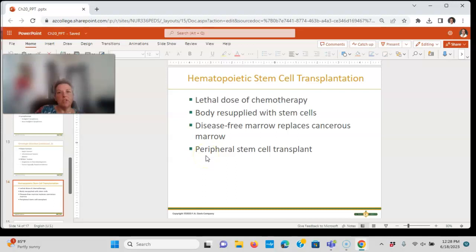Hematopoietic stem cell transplant is a lethal dose of chemotherapy to kill the cancer cells and suppress the bone marrow production. The body is resupplied with stem cells. Disease-free marrow replaces cancerous marrow. So they are given an autologous collection of stem cells with an apheresis machine.